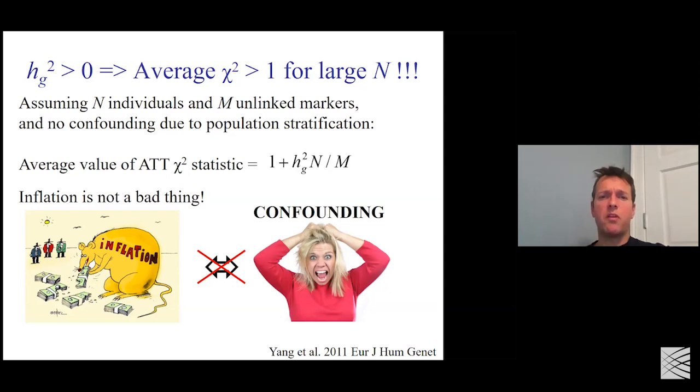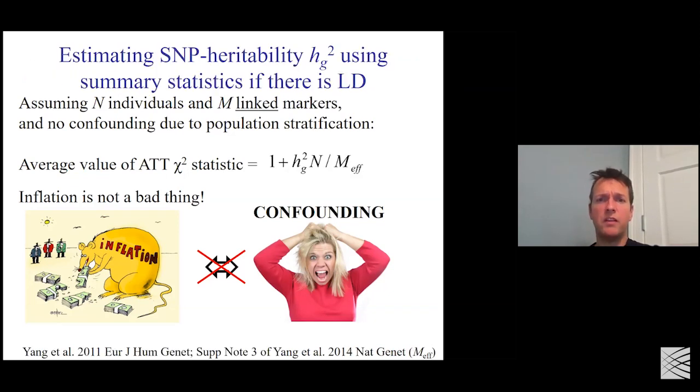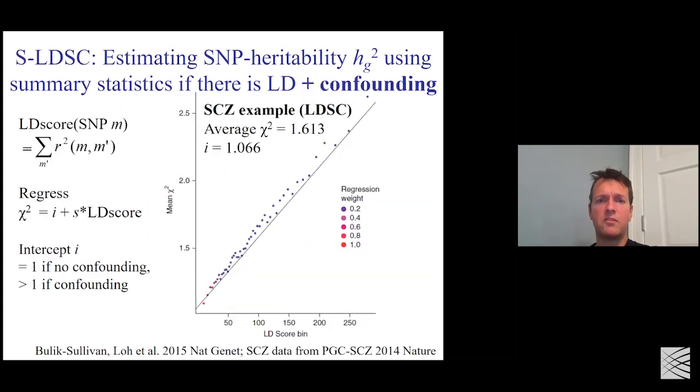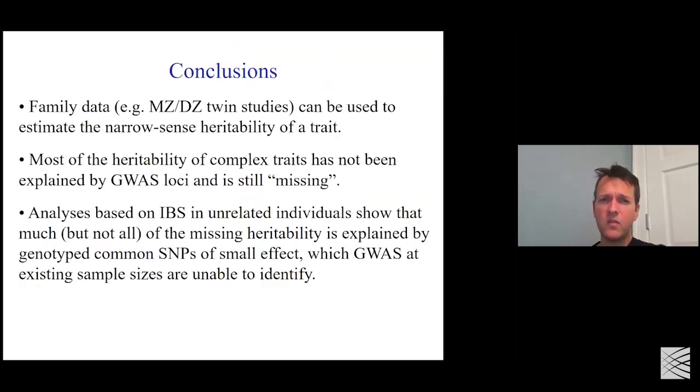You should not be surprised if your average chi-square statistic in a GWAS is above 1. That does not imply that you have confounding, but rather that is directly related to the amount of polygenic signal in that GWAS, and an increasingly sophisticated set of methods can use that observation to estimate heritability from summary statistics. And I'm going to gloss over all of the details of that. So, conclusions: we can use family data such as twin studies to estimate the narrow sense heritability of a trait.